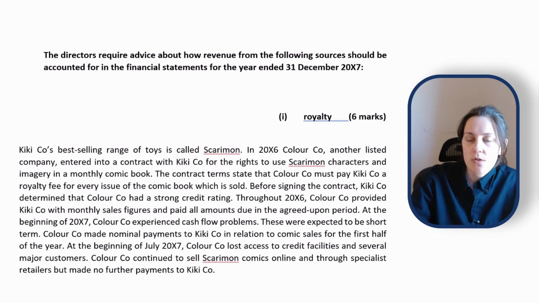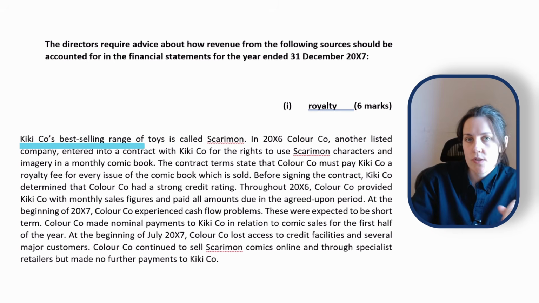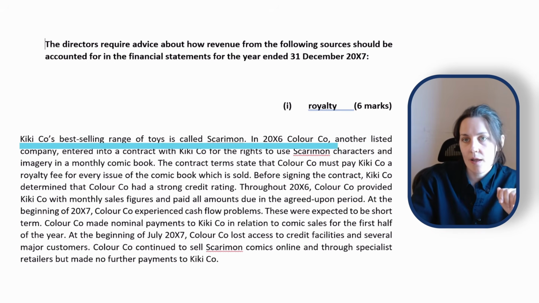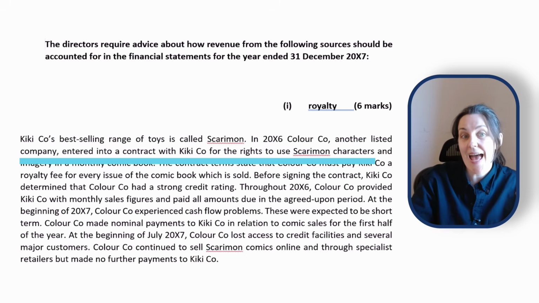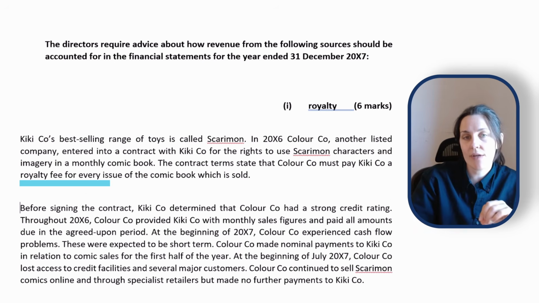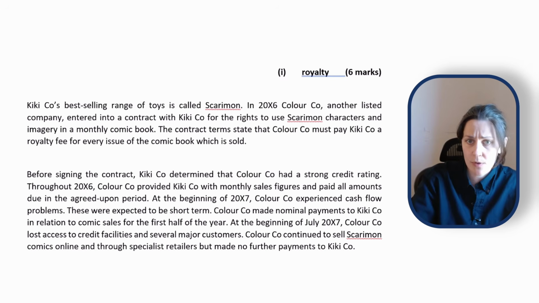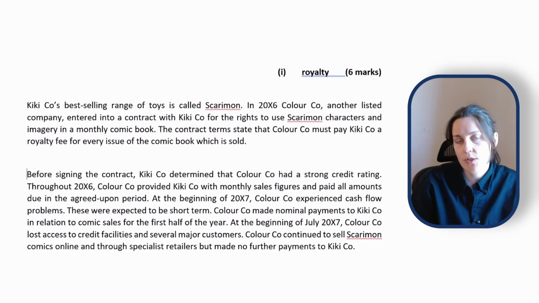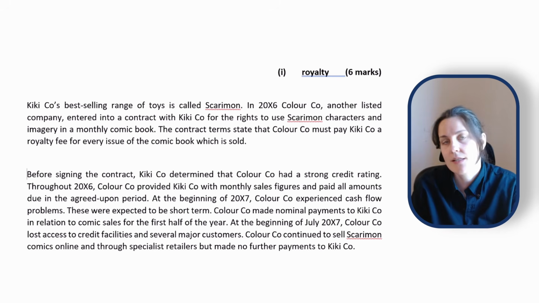So in here we were supposed to talk about how royalty is going to be recognized, and we were supposed to find 6 marks. Kiki's best-selling range of toys is called Specimen. In 20x6, Color Company, another listed company, entered into a contract for the rights to use Specimen characters and imagery in a monthly comic book. The contract terms state that Color Company must pay Kiki a royalty fee for every issue of the comic book which is sold. So the question could be how revenue is recognized, like what is this very date when we're going to recognize it. But further, it seems that this is not about it. So this is not about step 5.